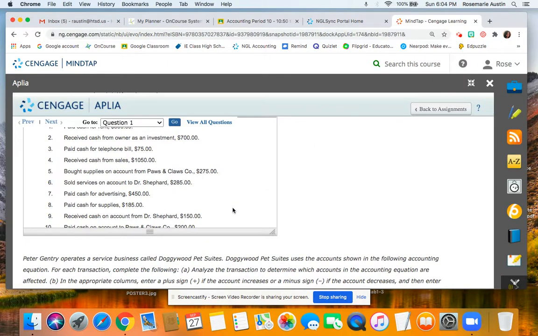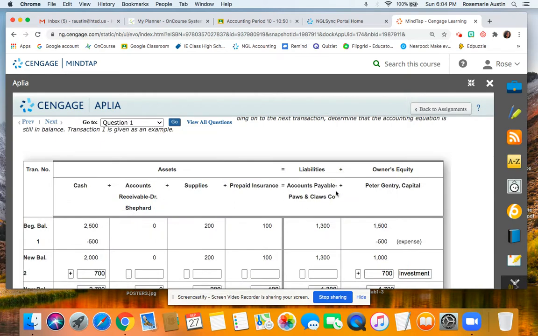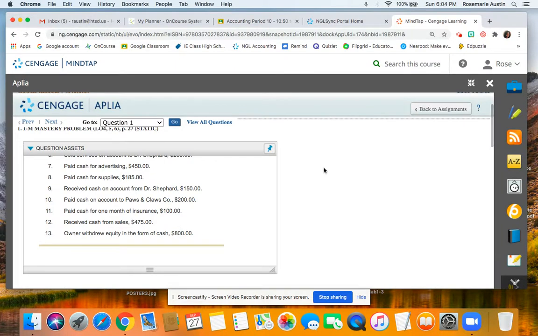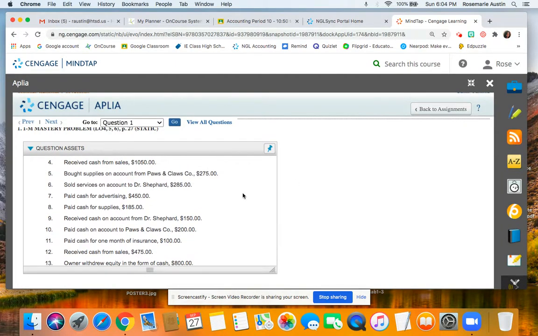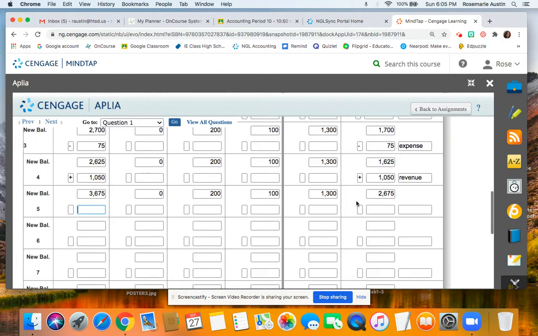Number 5, bought supplies on account from Paws and Claws, 275. Okay. So your 2 accounts affected in this transaction are supplies and Paws and Claws. Okay. So if we look at our accounting equation, we can see Paws and Claws is an account payable. It's a liability. All right. And the amount was 275, bought supplies. So supplies is going to increase by 275. This is the third column here. So this is going to be a plus, and this is going to be 275.